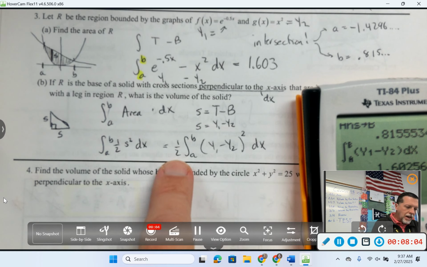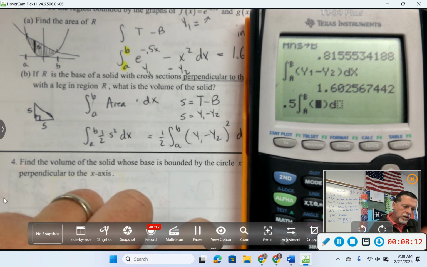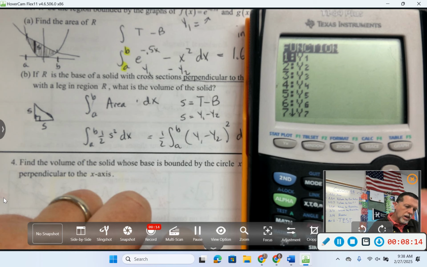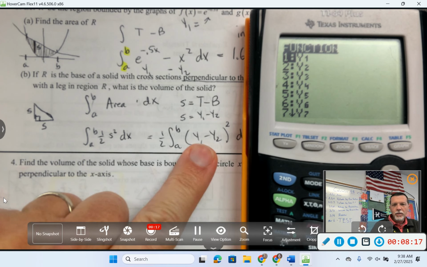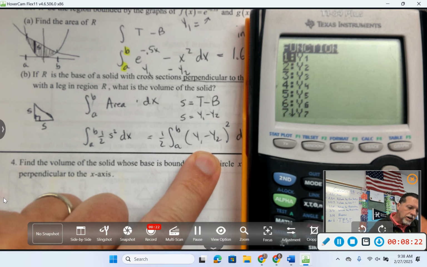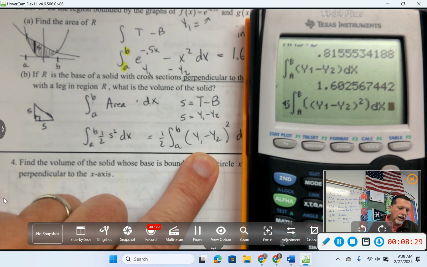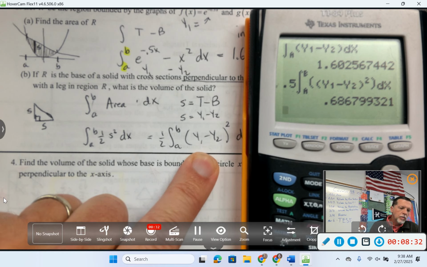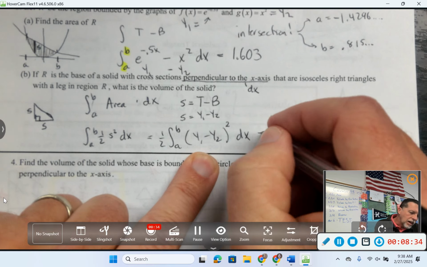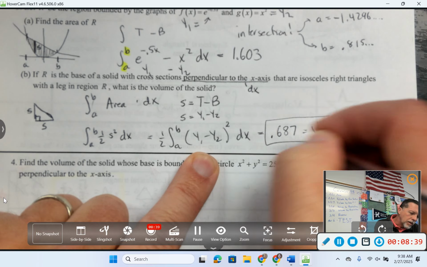Math 9. Again, the 1/2 can go inside or outside. That doesn't matter. A to B. And I could type in y1 and y2, but I don't need to do that. I've already got them, the calculator knows what they are. Careful with the parentheses: y1 minus y2 squared dx. 0.687. Is that volume?